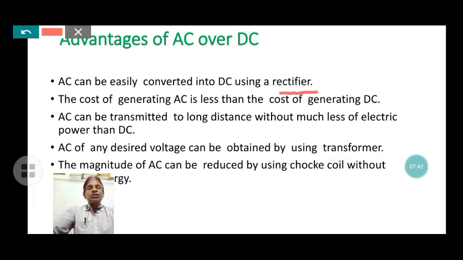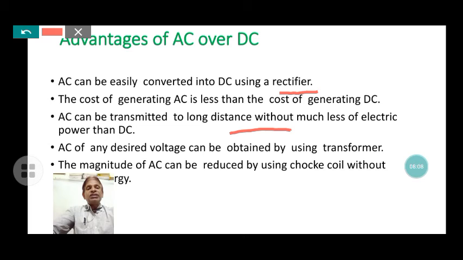It can be transmitted over long distances. AC current can be transmitted over a long distance without much loss of energy compared to DC. When DC current is transmitted over a long distance, a lot of power is consumed, but when AC current is transmitted over a long distance, it requires less power for the transmission.